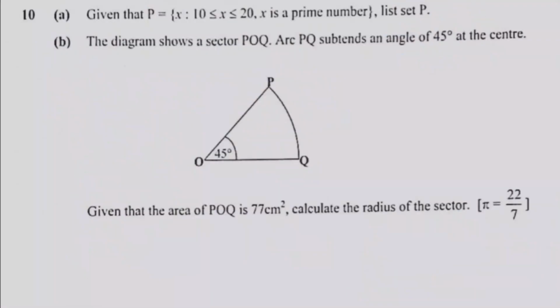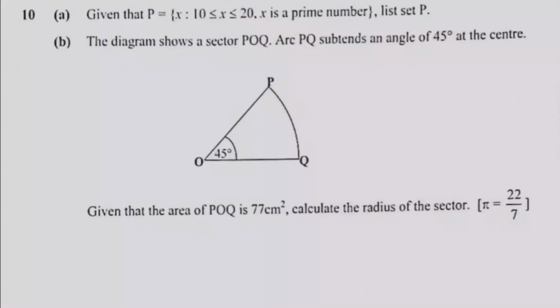Okay, we come to question 10, which is as follows. Given that p is equal to x such that 10 is less than or equal to x and x is less than or equal to 20, x is a prime number. List set p. So we are told to list set p.